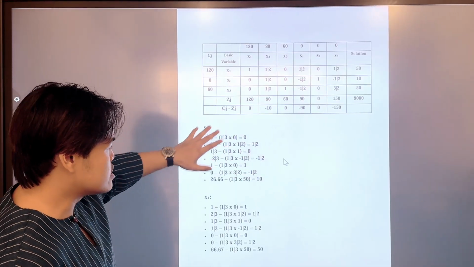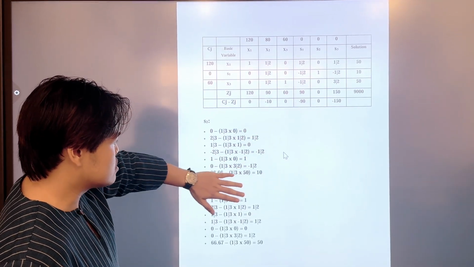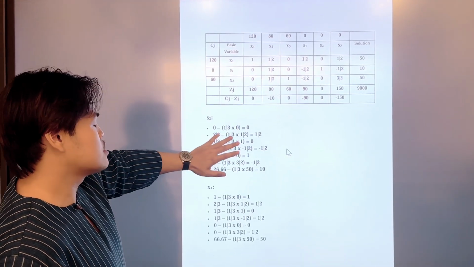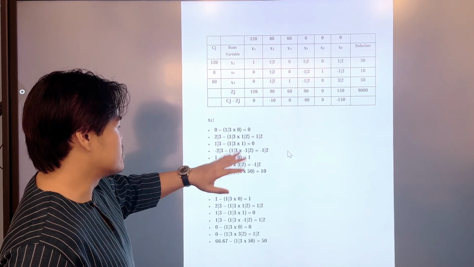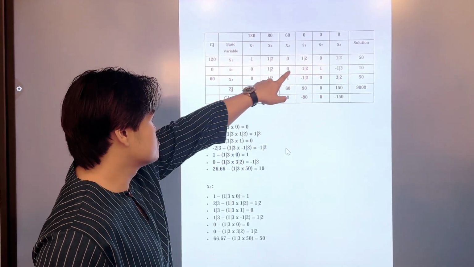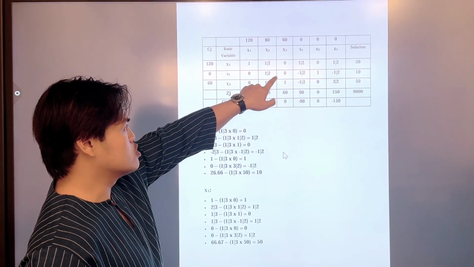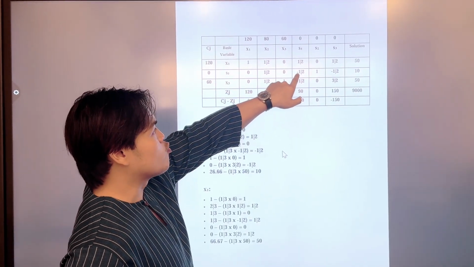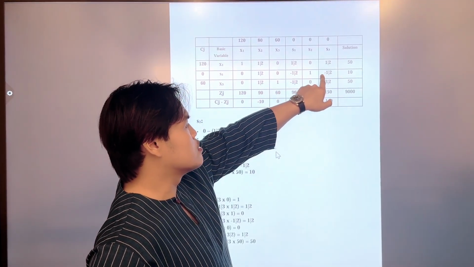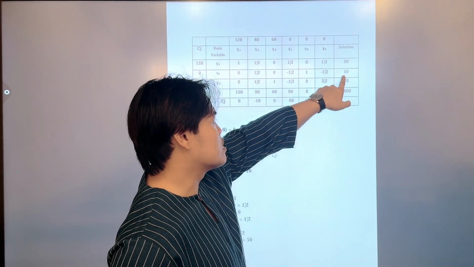And we do the same thing for the next answer in this row S2. And then we get 0, 1 per 2, 0, 1, and we get 1 per 2, 1, and we get 1 per 2, and we get 10.